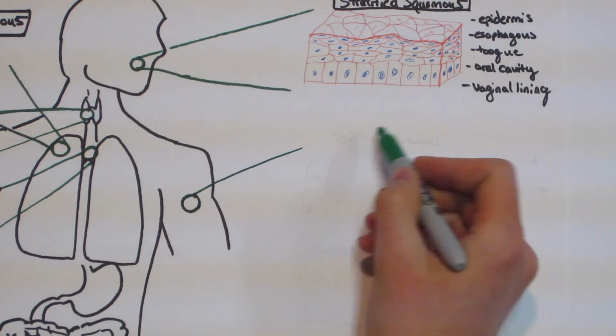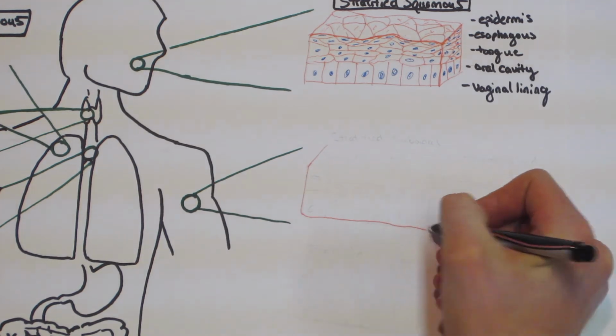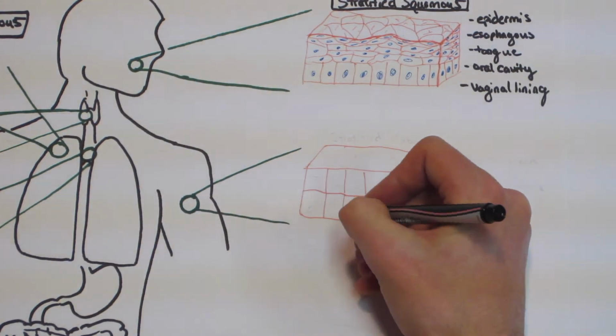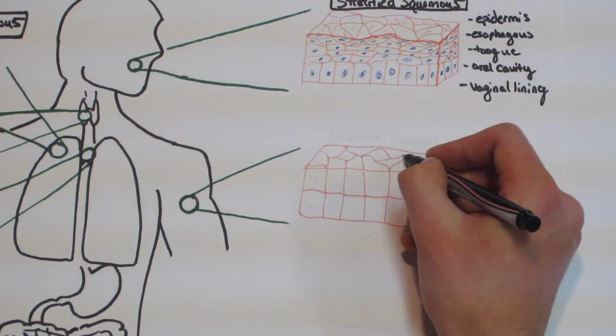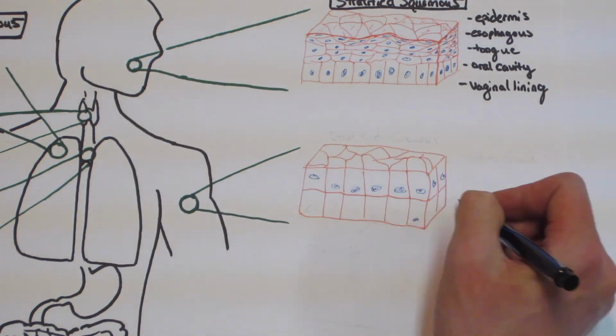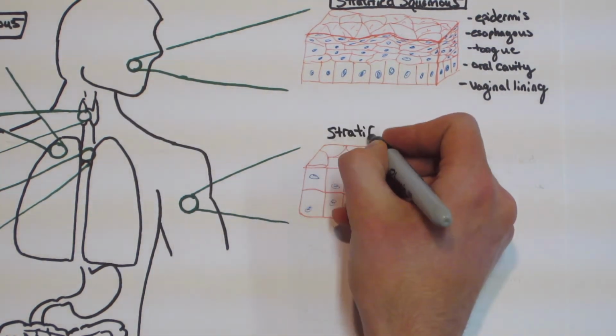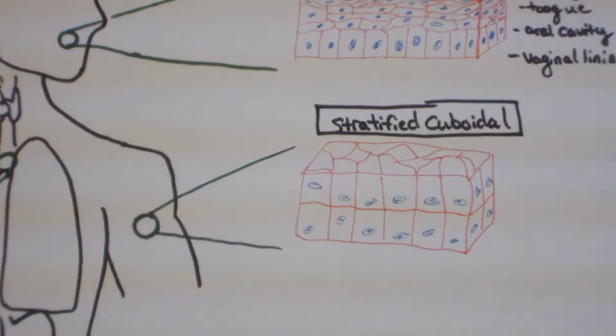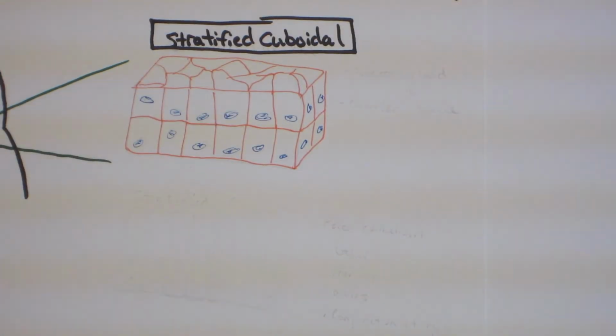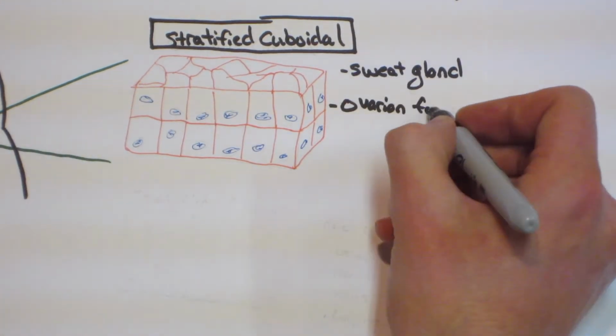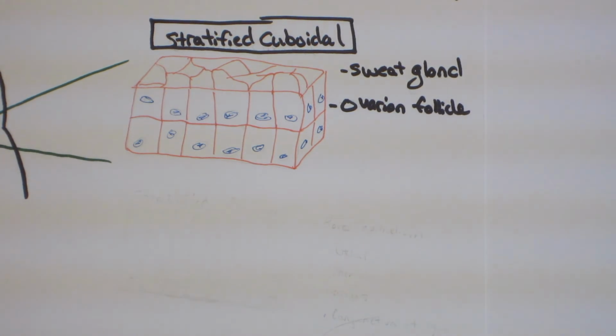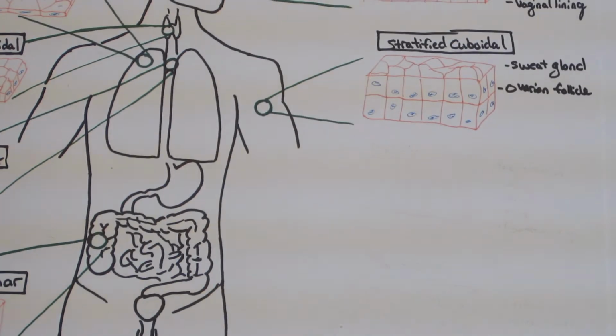The next epithelia that we'll focus on is a stratified variety as well, known as stratified cuboidal. It has multiple layers, only two, and often has a cuboidal shape to the structure. It's often found in places such as the ovarian follicle, as well as sweat glands.